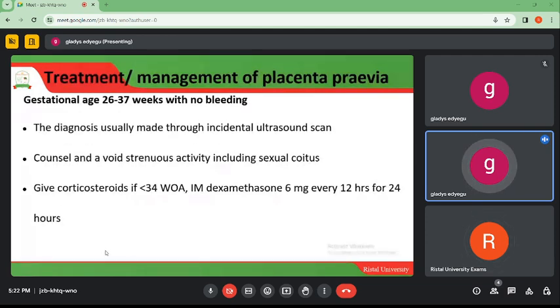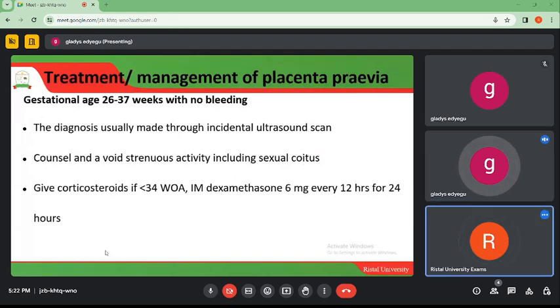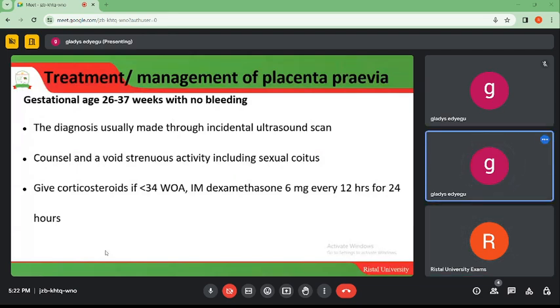Treatment for managing placenta previa. I want us to do this in relation to the weeks of gestation. So when a mother comes to you, has placenta previa, and her gestational age is 26 to 37 weeks, and she has no bleeding. They are not bleeding, but when you scan, actually she has placenta previa.